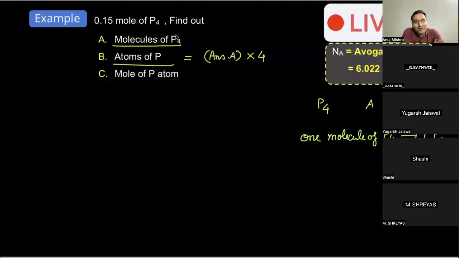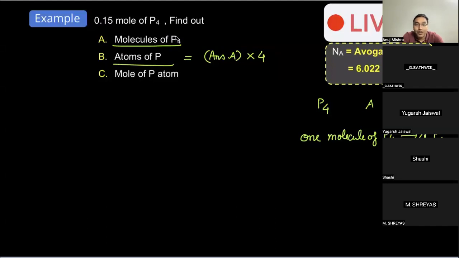Check and tell me. Affirm this. Whatever answer comes in A, I have to multiply by 4. That will be my answer. Is that clear to everyone? Yes or no? Type 7 if you understand this line. I repeat, number of molecules of P4 and atoms of P. One molecule of P4 has 4 P atoms. So the B part answer is 4 times the A part answer. That's very simple maths. Correct? All of you understand?